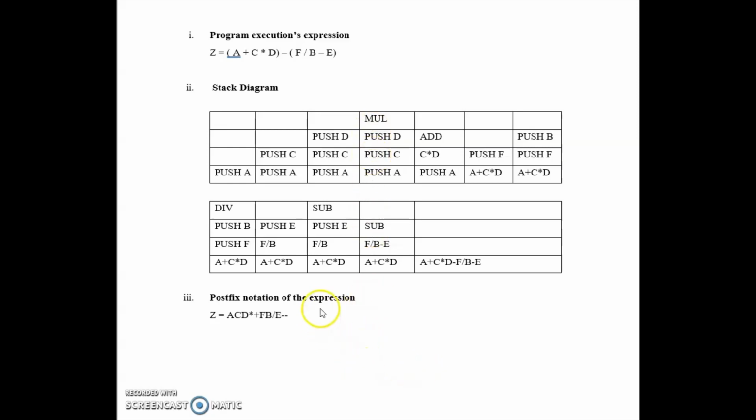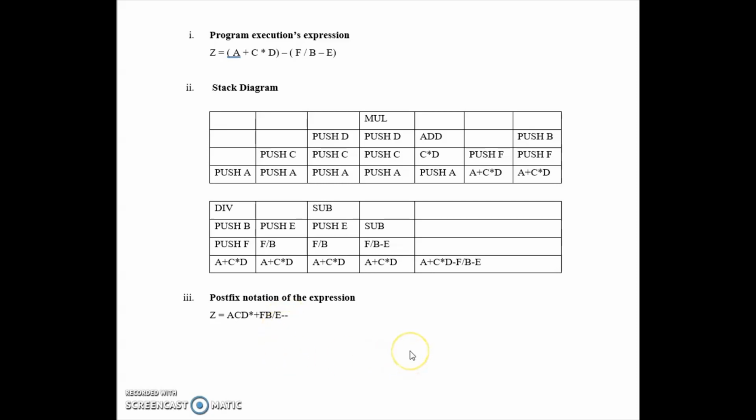I'm going to talk about postfix. As you can see here, I already did the postfix, but how did I do it? Firstly, you must know what BODMAS is. BODMAS stands for B for bracket, O for of, D for division, M for multiplication, A for addition, and S for subtraction.